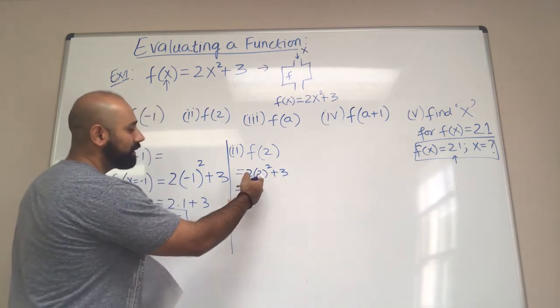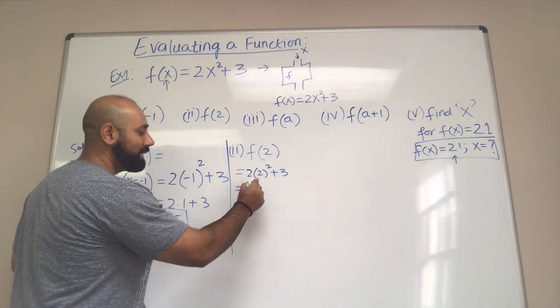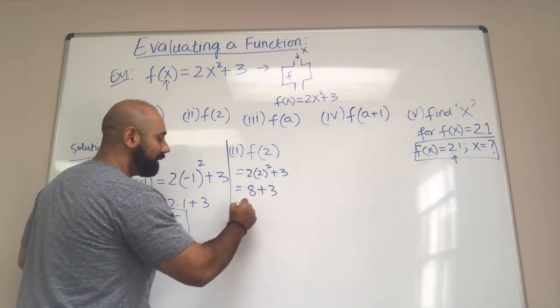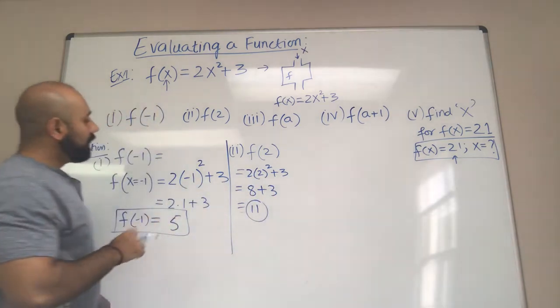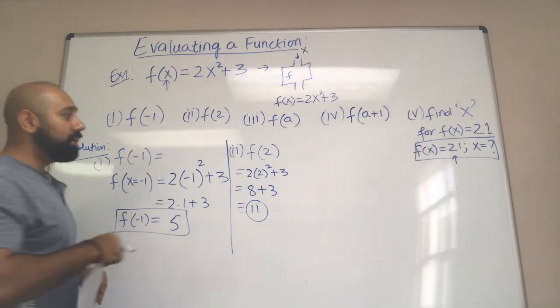And simplifying further, of course, you've got to follow the order of operations. 2 squared is 4. 4 times 2 is 8. 8 plus 3, which is 11. Good, right? 1 and 2 is done. Pretty easy. You just substitute the values.